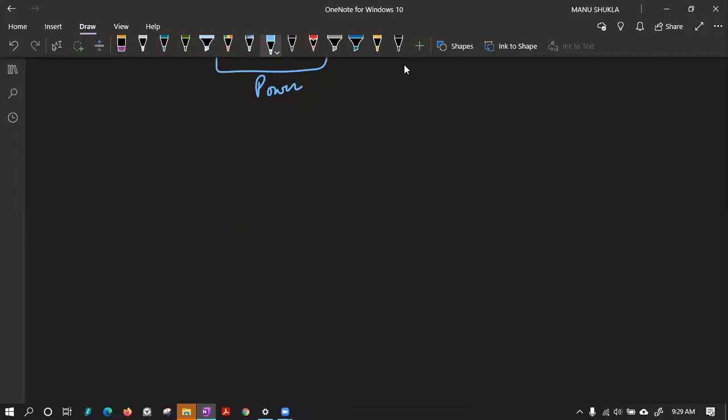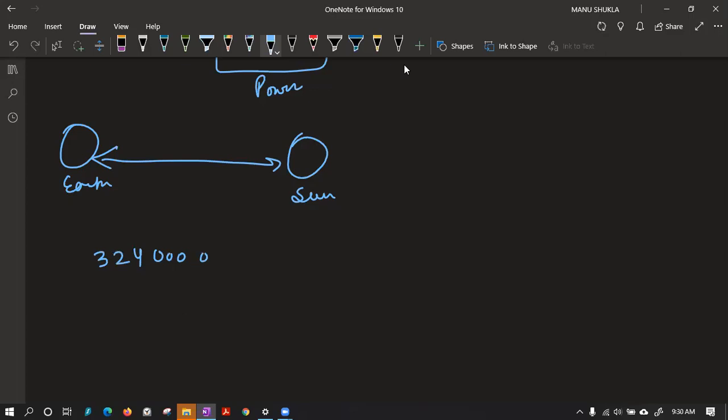Now let us see. Suppose you know the distance between sun and earth is quite large. So where is this concept used? Whenever you have very large numbers like this, suppose you have the distance between Earth and Sun. Suppose the distance is, I'm not correct, I'm just giving you a number, suppose the number is a very long number with many zeros.